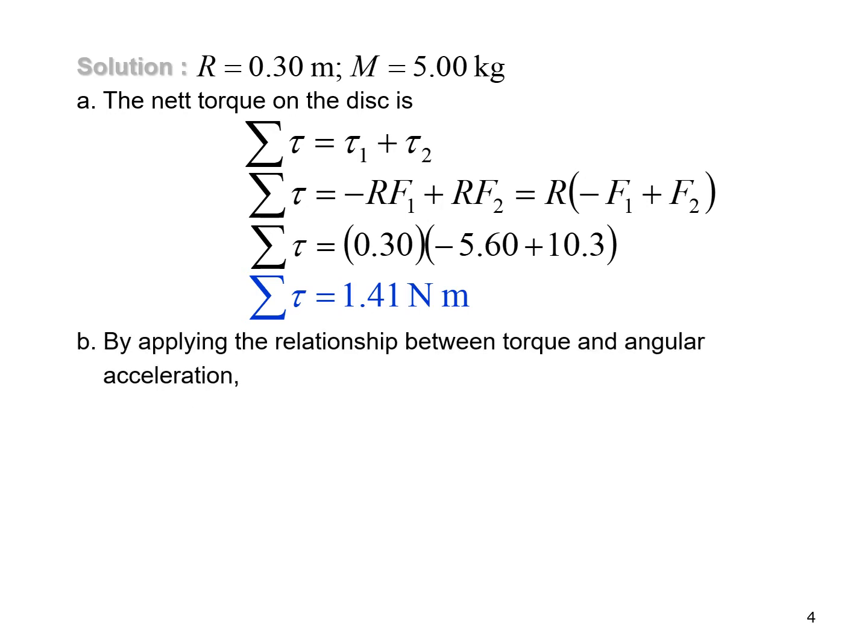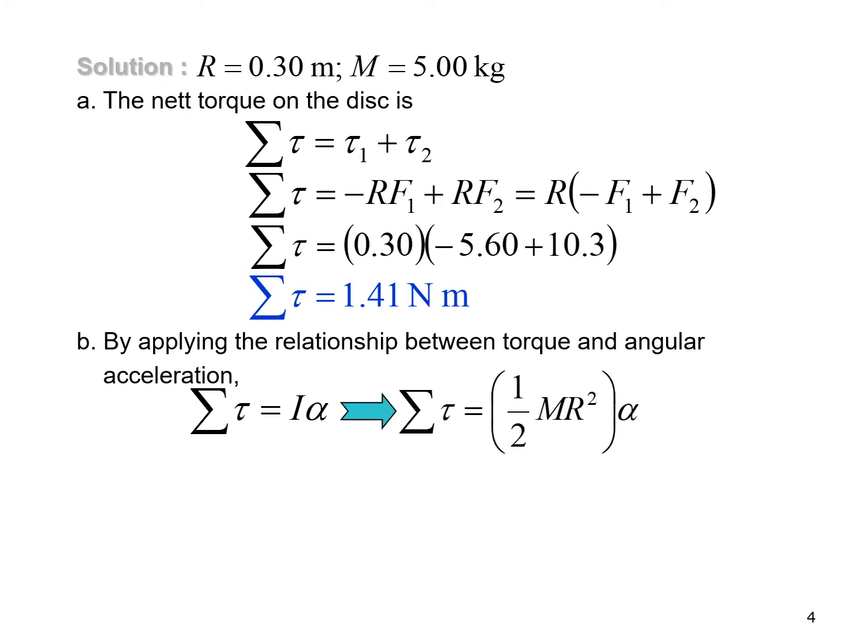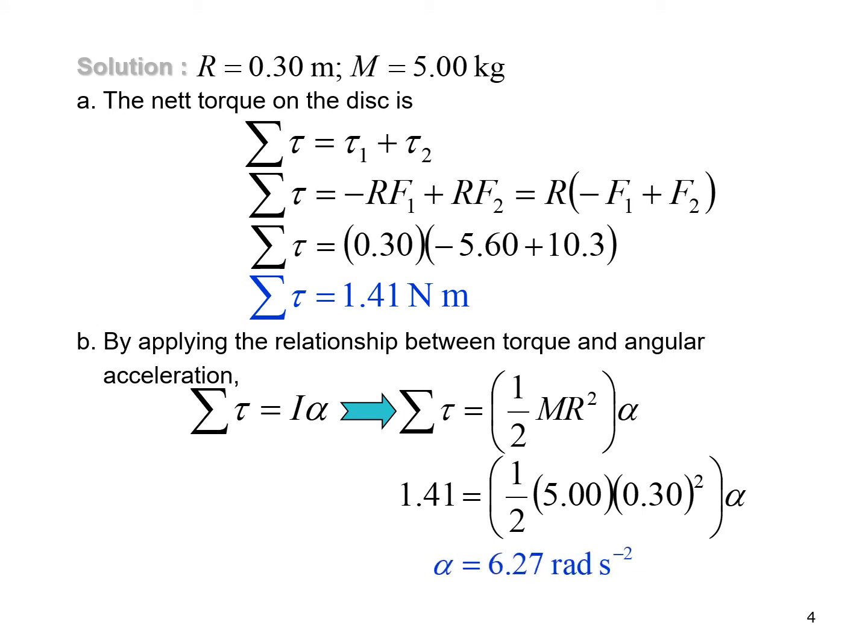And then for the second part B, they wanted to calculate the angular acceleration. Since we have already determined total torque from question A, you can replace that at B over here. And for the moment of inertia, the equation is already given in the question. So just replace in the values and do the calculation to determine the angular acceleration. So the final value you should get is 6.27 radian per second square.